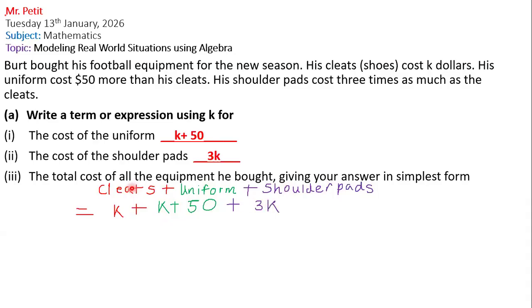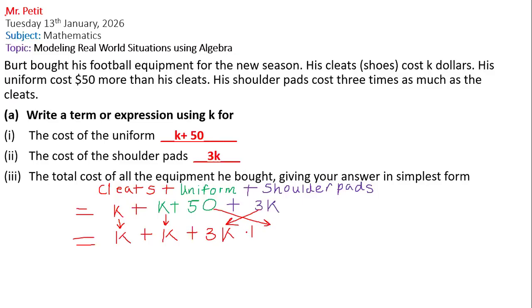Now what we have to do is combine all of the Ks together. So it's going to be equal to K, plus the next K, plus 3K, very good. We bring this K along with this K and this 3K together. And then we put the 50 by itself.